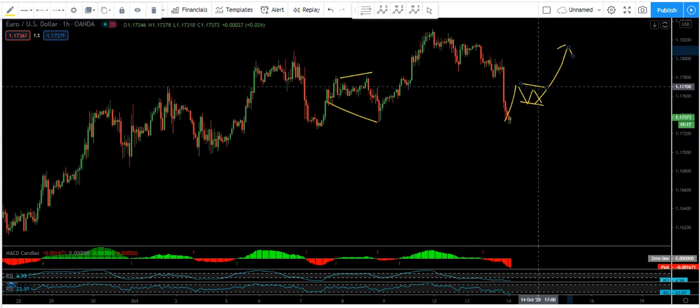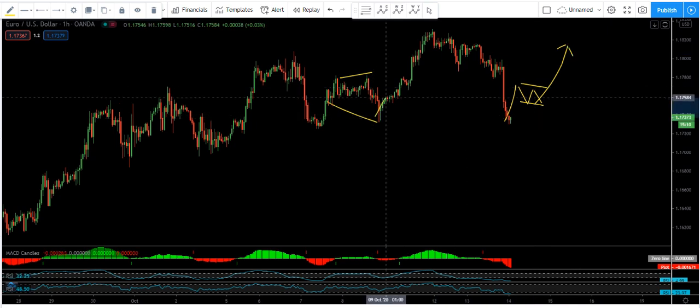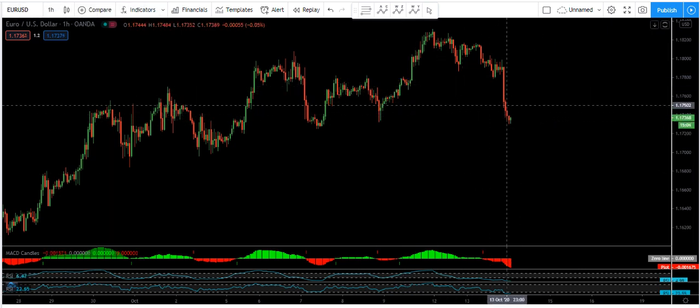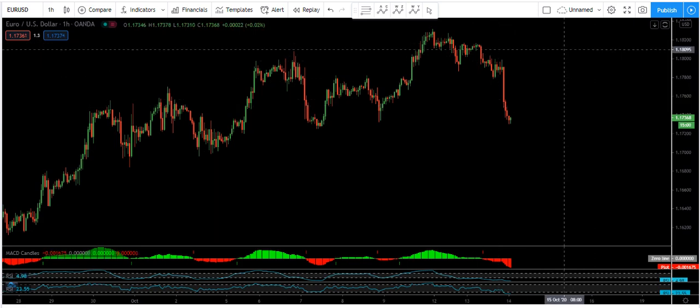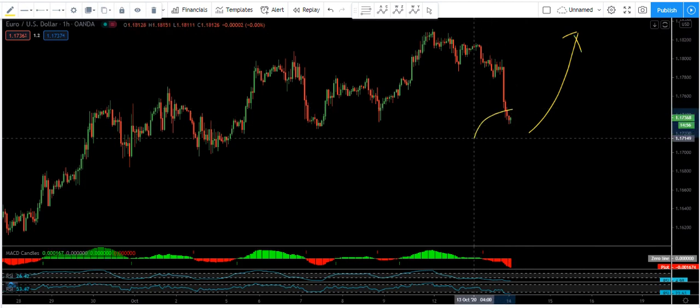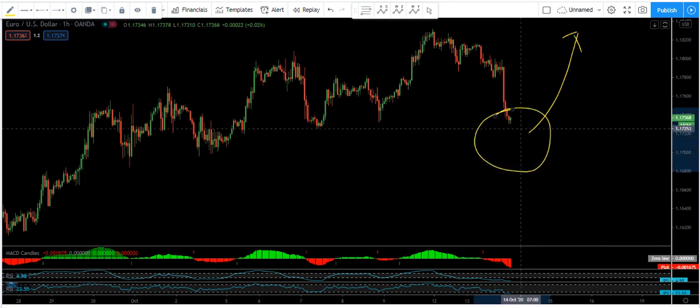Okay, maybe we can look for a flag as an entry within the flat, like this one and this. It depends on the traders. Anyway, we just wait, we see what type of correction we get here, and we are more interested in the up move rather than the sell. That means we are more interested in this move rather than looking for the sell.